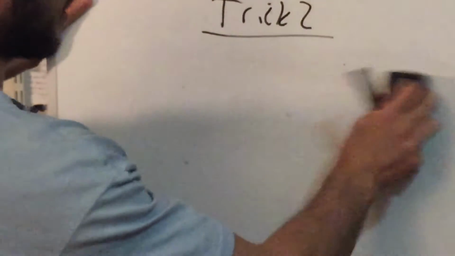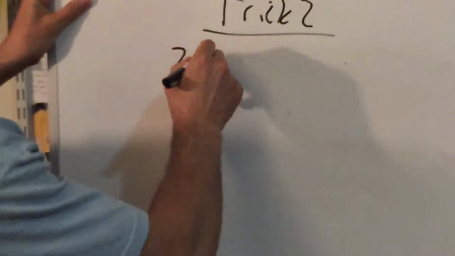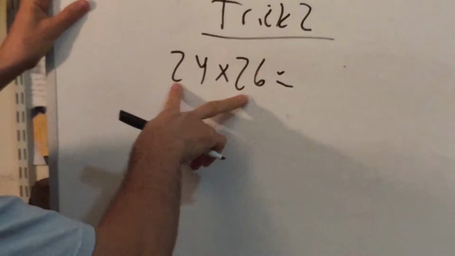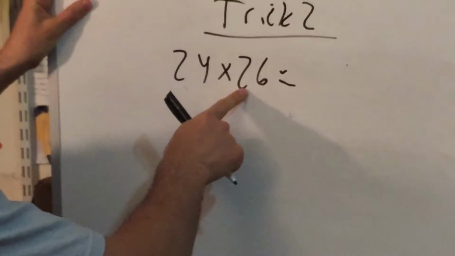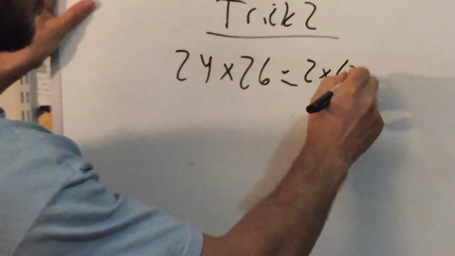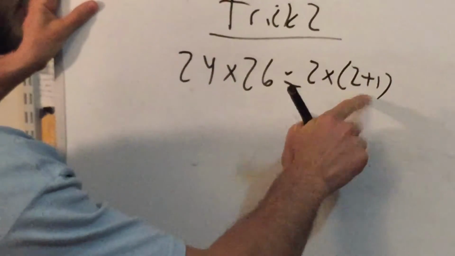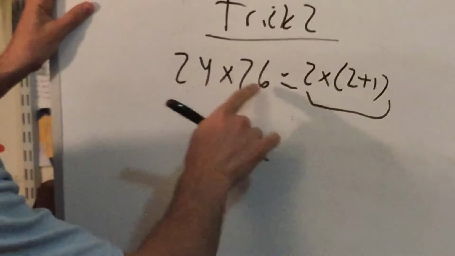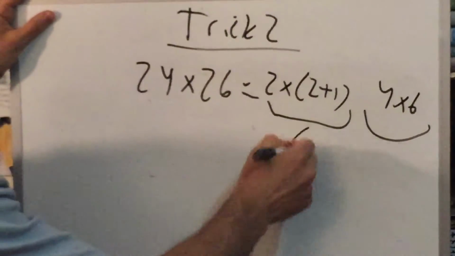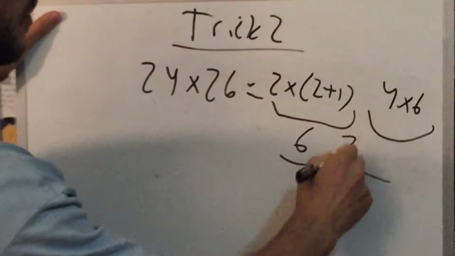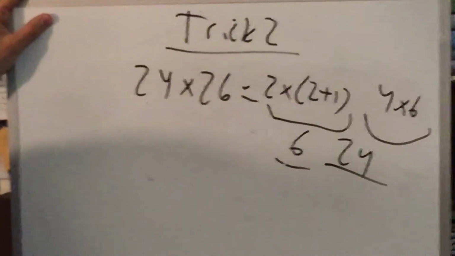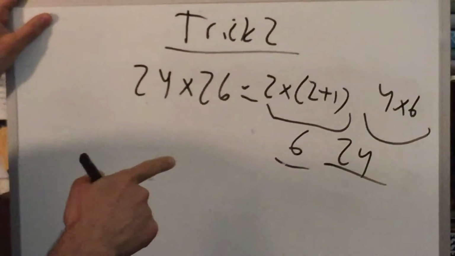All right, so here's the trick. You take the 2 and the 2, you add 1 to the second 2, so you do 2 times 3. Right? 2 times 3. And then you do 4 times 6. So what's 2 times 3? 6. What's 4 times 6? 24. So the answer is 624. Now that blew your mind. It blew my mind too, and that's why this is one of my favorite tricks.